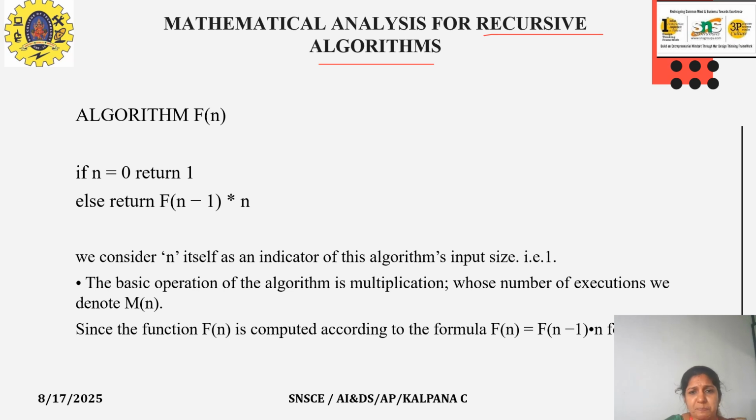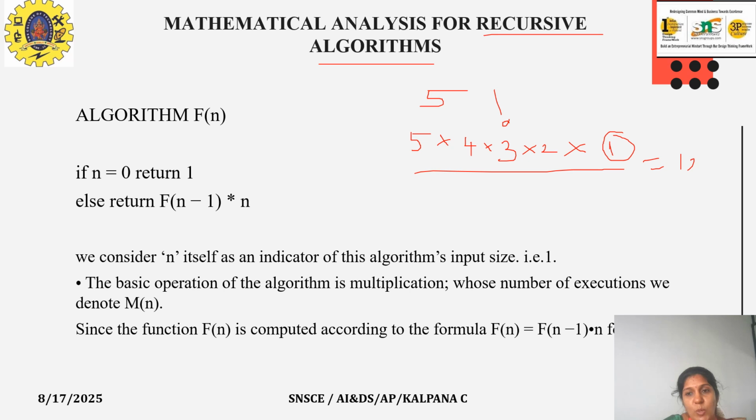So just consider a factorial. If I want to calculate the factorial of 5, what I will do is multiply 5 into 4 into 3 into 2 into 1. Correct? Like this, from 5 to 1, I have to multiply all the numbers, then only I will get the factorial as 120.